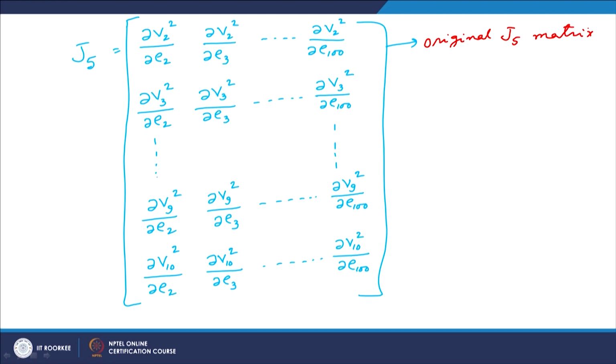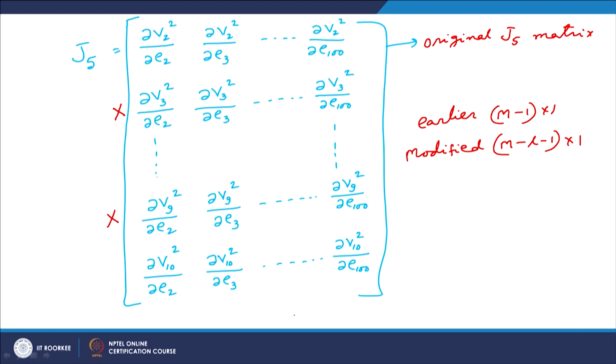Because bus 3 and bus 9 have now been converted to PQ buses, this row would not be there and this row would not be there. So the rows would be del V2, V4, V5, V6, V7, V8, and then V9 would not be there, and then V10. So here it will be a total of 7 rows. Earlier it was m minus 1 cross n, and modified it is m minus l minus 1 cross n. So, this example ends here.